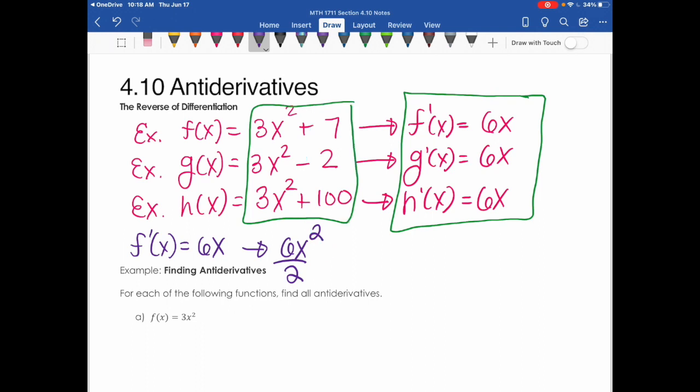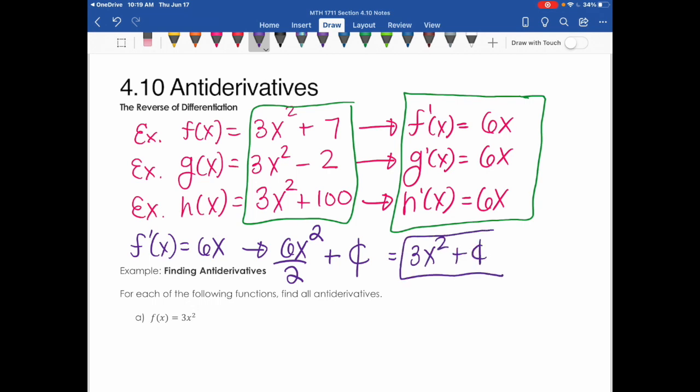Instead of just leaving it at 6x squared divided by 2, I have to keep in mind that when you take the derivative, that constant disappears and we lose that value. So when we take the antiderivative, we add in a generic constant to remind us that there was a constant there. It could have been 0, but there was something there. So when I write my antiderivative and simplify this, it's going to be 3x squared plus some constant.